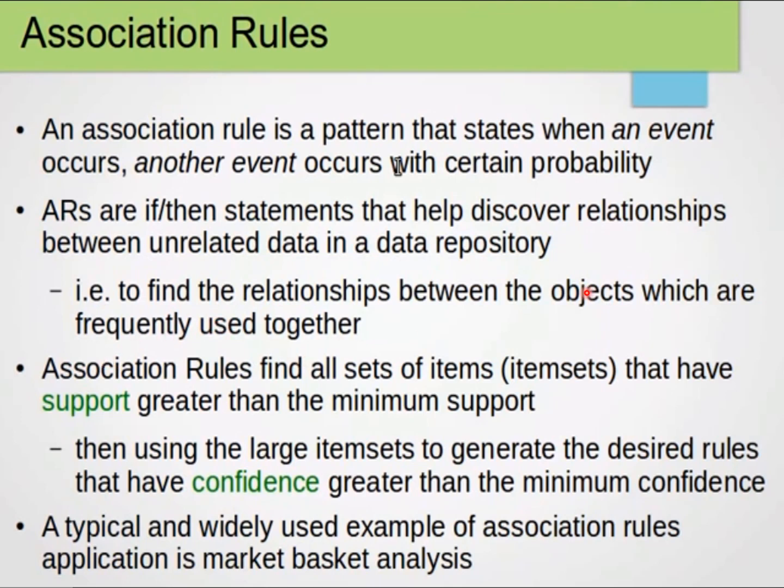So it means that usually these objects are not related, but we have evidence from data that they are frequently used or bought together. Association rules find all sets of items, which in this case are the item sets, that have support greater than the minimum support. And we're going to identify what support is.